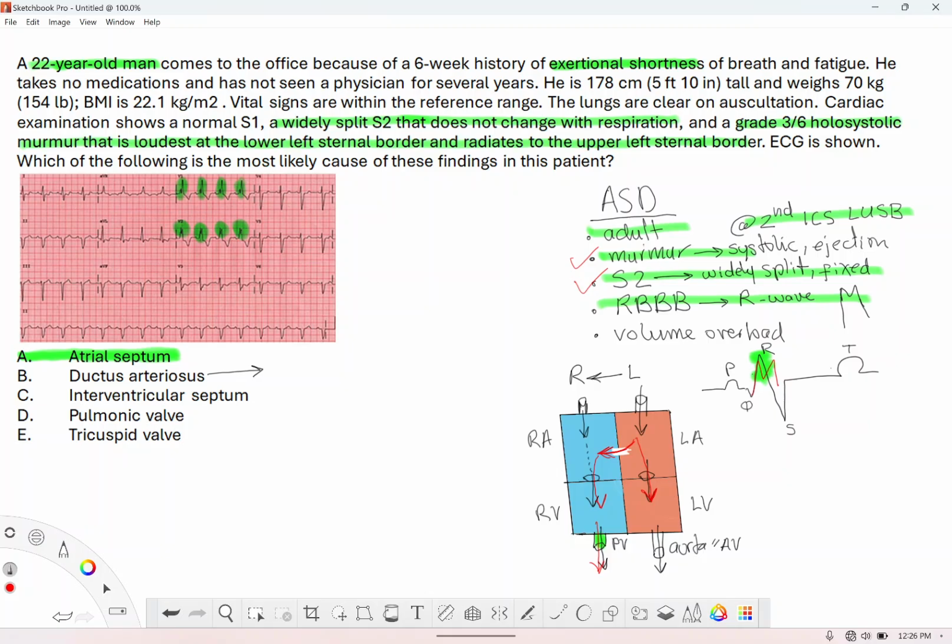When it gets blocked, then you will see a different R wave. Okay, a different R wave. So it explains that as well. So the right bundle branch block is due to right ventricular hypertrophy.